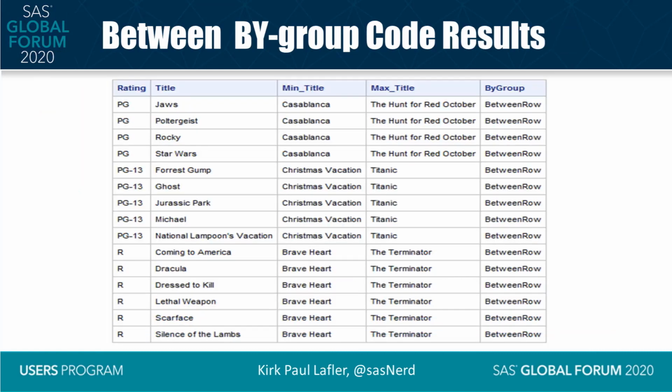We see that we have, and if you look at the last column, by group, all says between row, the min title, the max title. So by looking at this, I see that Wizard of Oz didn't appear here because Wizard of Oz is classified as a first and a last row, but not a between row. It only appears once in the movie's data set or table. But these movie titles for each of these movie ratings are not classified as a first row or a last row. Consequently, they're identified as between rows.